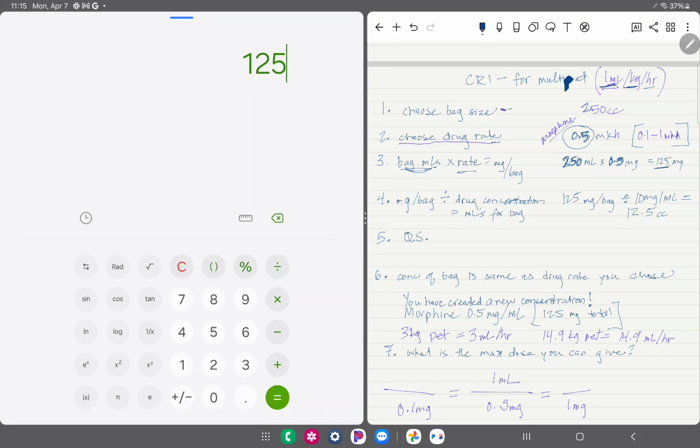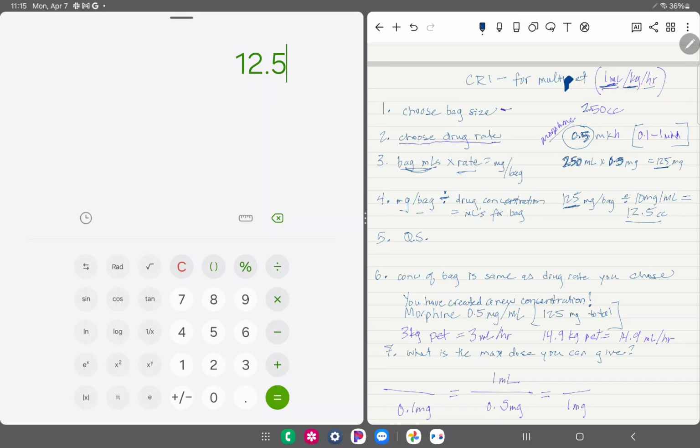in that bag. So now you've got mg in the bag divided by that concentration, right? Because I don't know how to add mg to a bag, but I certainly can add mLs. So we take our 125 mg in that entire bag divided by 10, which is on the bottle, right? Your concentration lives on the bottle. It's 10 mg per mL. Again, sometimes it's 15 mg per mL, sometimes it's 20 mg per mL. Make sure you're reading what your bottle says. I have 10 mg per mL, so if I take 125 divided by 10, I'll get 12.5 cc's that I need to add into the bag.